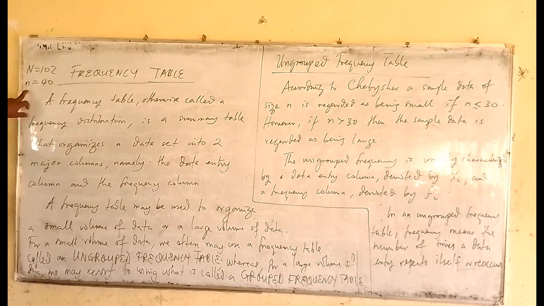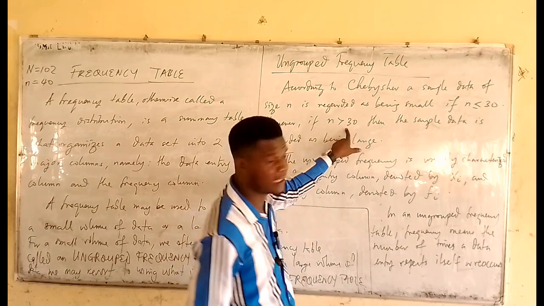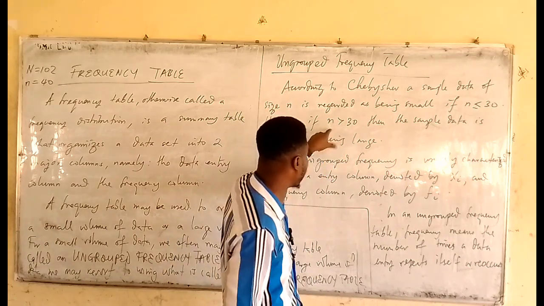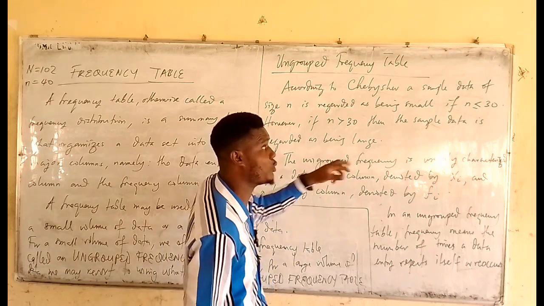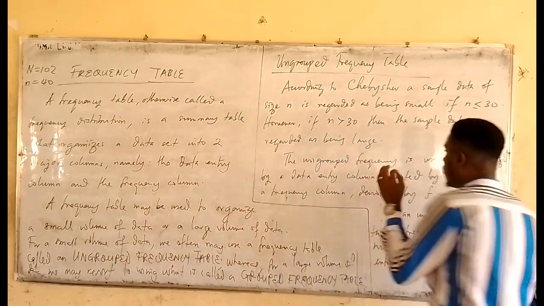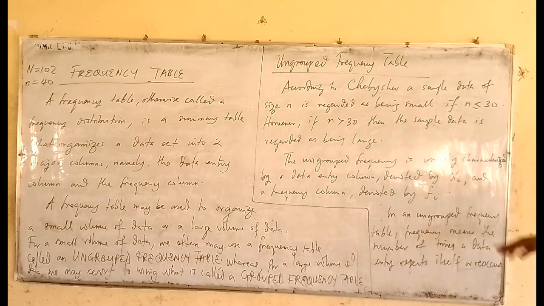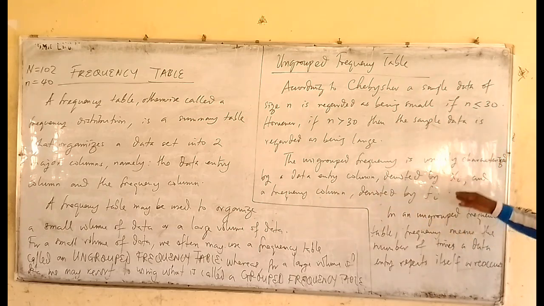And the question is, when is a sample drawn from a population large? It is when this sample size n is greater than what? 30. If the sample size n is greater than 30, then that sample is a large sample. But if the sample size is less than or equal to 30, it is what? Small. Now, what we are saying is that the ungrouped frequency table is always characterized with two columns: data entry column and what? Frequency column.